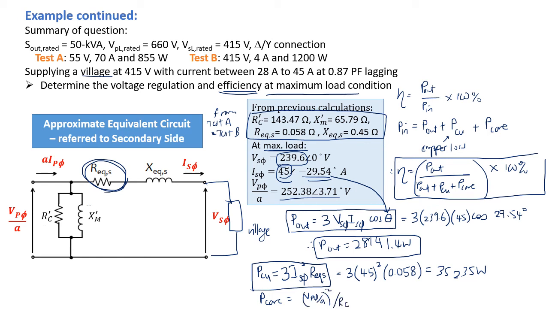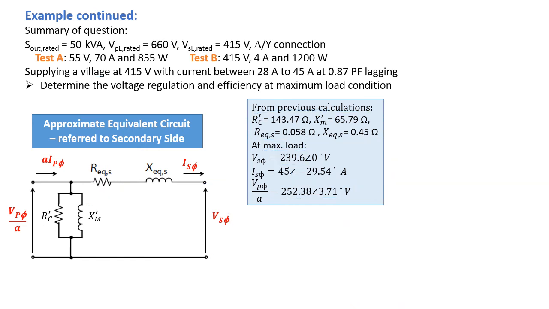And the core loss formula, normally you'll have VP phase over A squared divided by RC prime. But this time it is a three-phase, so 3 VP phase over A squared divided by RC prime. And VP phase over A magnitude is 252.38 squared, RC prime 143.47, and that gives us a core loss of 1331.9 watts. Now, using all these three values, we can then calculate the efficiency.